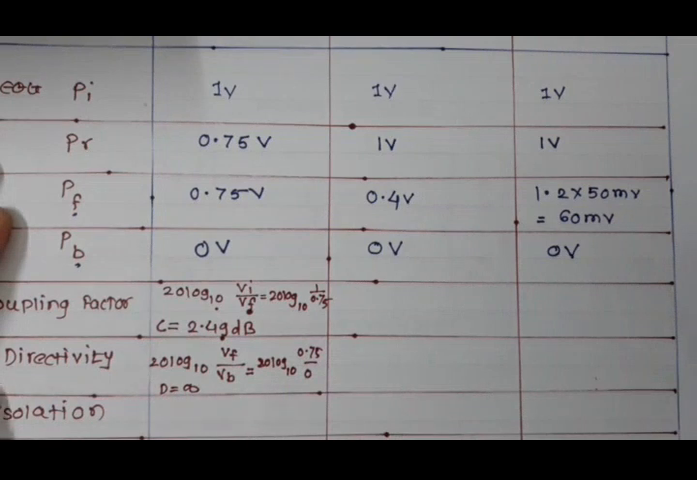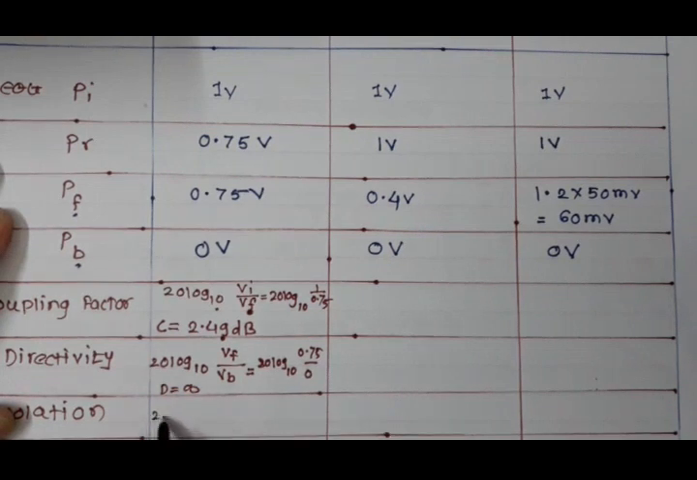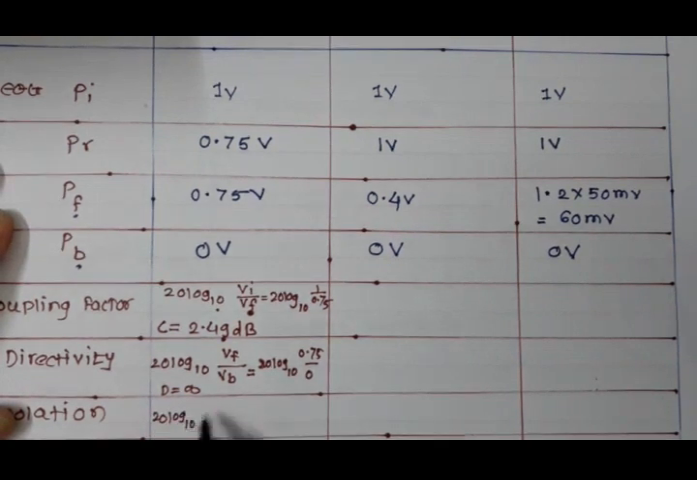Now the next one is the isolation. Isolation is the ratio of input and the back power. So this will be 20 log to the base 10. Input is 1 volt and back power is 0. So I can say isolation is infinity.